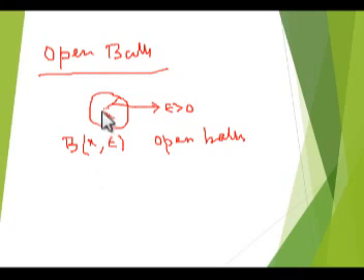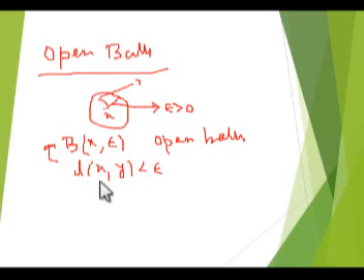Now if you take any element y, then the distance d(x,y) must be less than epsilon. So based on the metric, the open balls are defined: any element whose distance from the center is less than epsilon lies in the ball. At any point you can generate an open ball, here also, and here also. So two points carry two open balls.